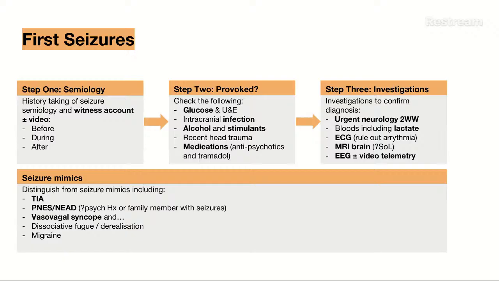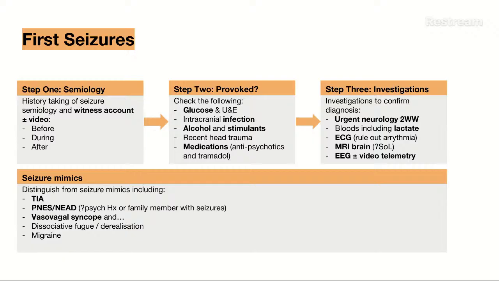The next step is to determine whether or not the seizure was provoked. Provoked seizures occur in response to an acute disturbance of brain physiology. For example, hypoglycemia, electrolyte disturbances, intracranial infection, alcohol withdrawal, or stimulant use, so stimulant narcotics like cocaine and methamphetamine, recent head trauma, and medications, in particular neuroleptics and antipsychotics, and tramadol, which both lower the seizure threshold.